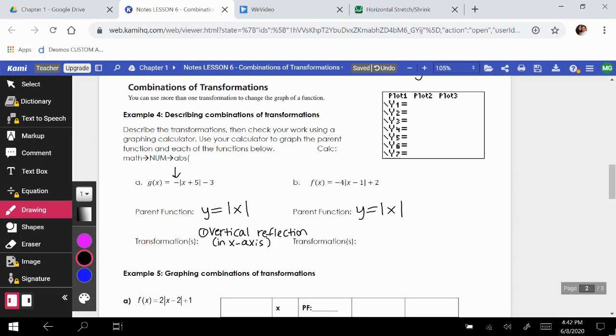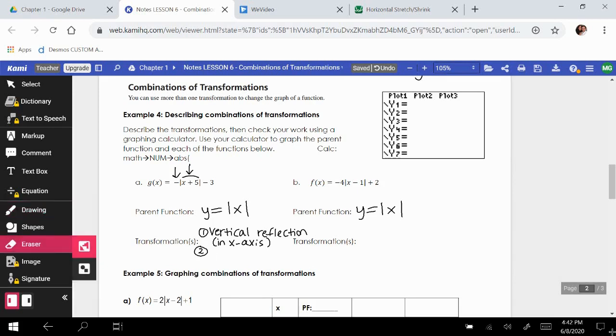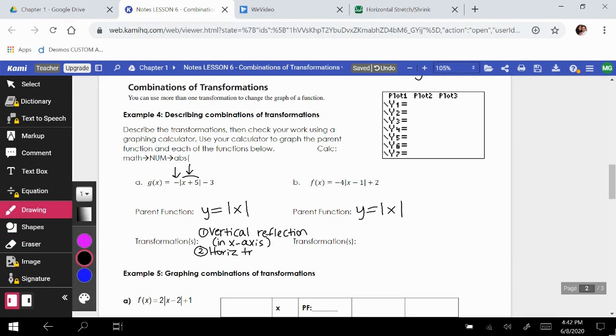Okay, what comes next? The x plus 5, that's horizontal because it's inside. So I'm going to say that that is a translation, and actually we can even say horizontal translation. I'll abbreviate horizontal with H-O-R-I-Z, horizontal translation. That would be left 5. And then number 3, the minus 3 out back, that is going to be a vertical translation down 3.